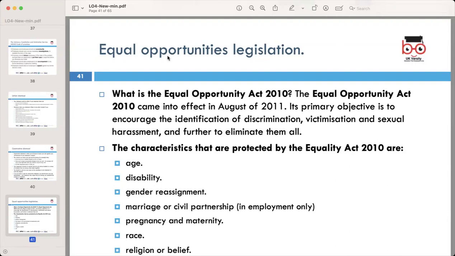This is Part 2. In the previous session we discussed intellectual property law, then data protection, and then employment laws. Today we will start from equal opportunity legislation. Any comments? If anybody knows about it, have you ever heard about the Equal Opportunity Act 2010?